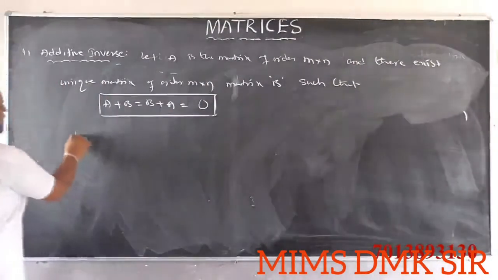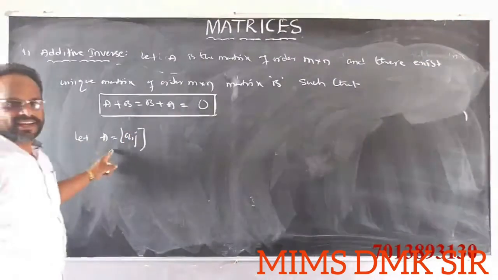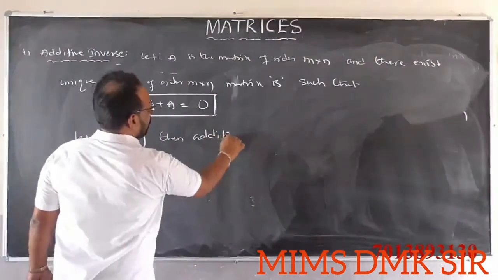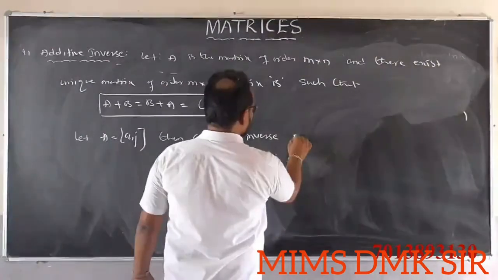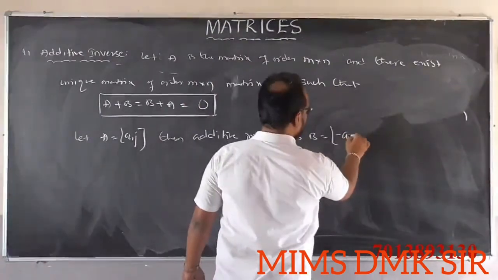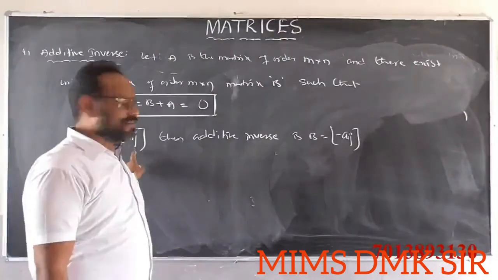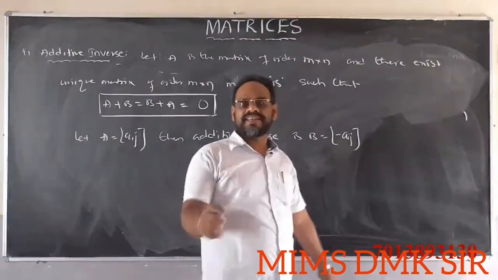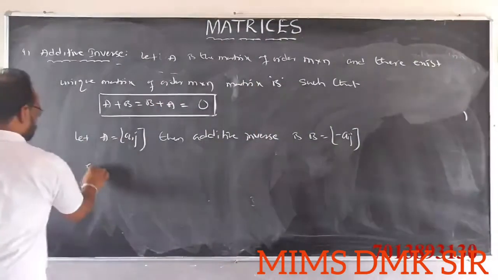So let A be a matrix, A is equal to the matrix Aij. Then the additive inverse, that is B, is clearly equal to minus Aij. So A is a matrix of order m by n. Then the additive inverse B is equal to minus of Aij. Minus of Aij is called the additive inverse of the given matrix. Let us discuss an example here.